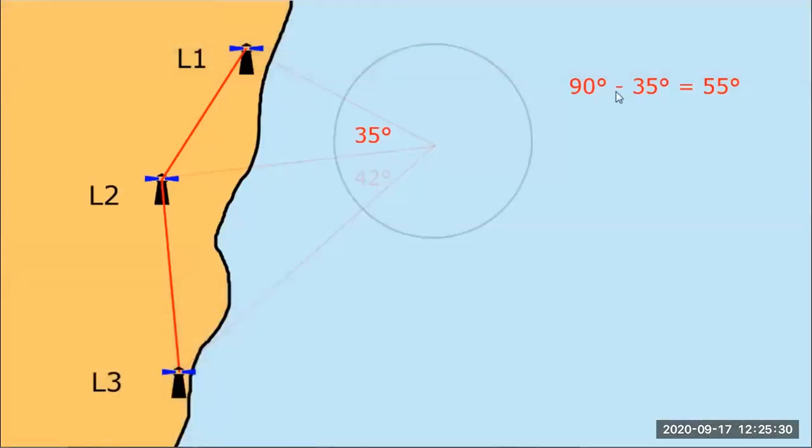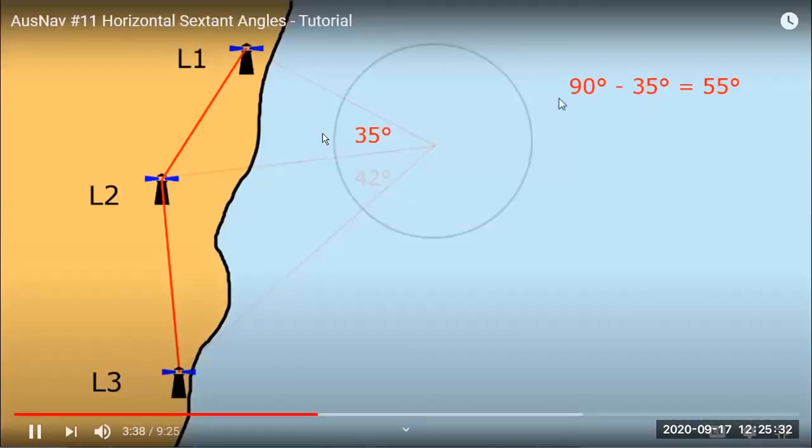So we subtract 90 minus 35, which is 55 degrees, and this angle we draw from the baseline. This baseline is the line joining lighthouse 1 and 2, and by drawing 55 degree base angles, we get an angle which is 70 degrees.